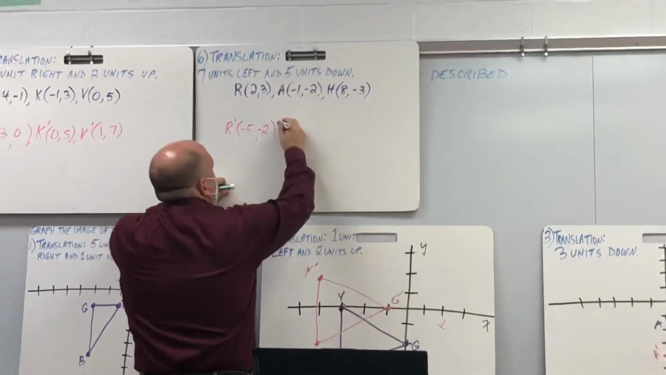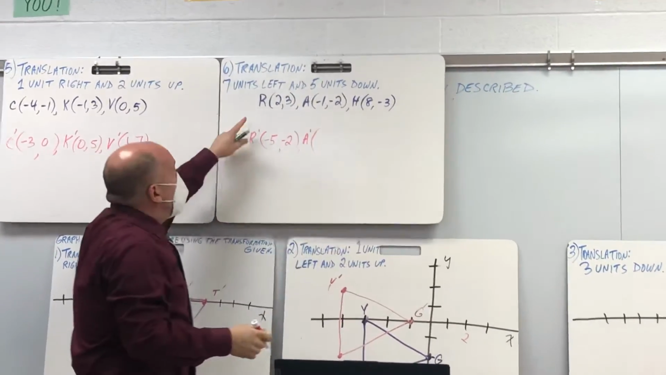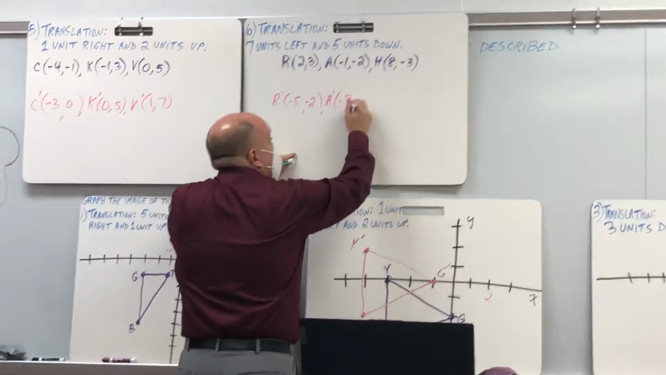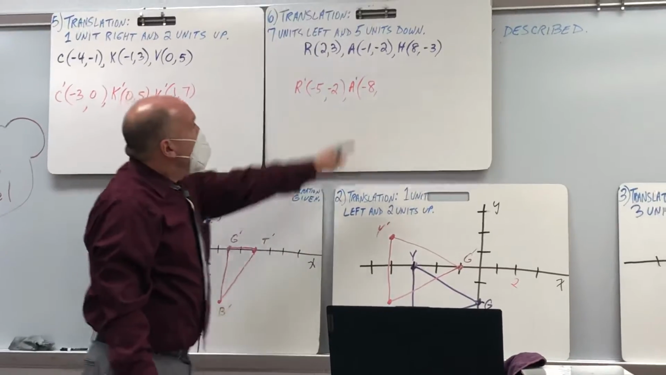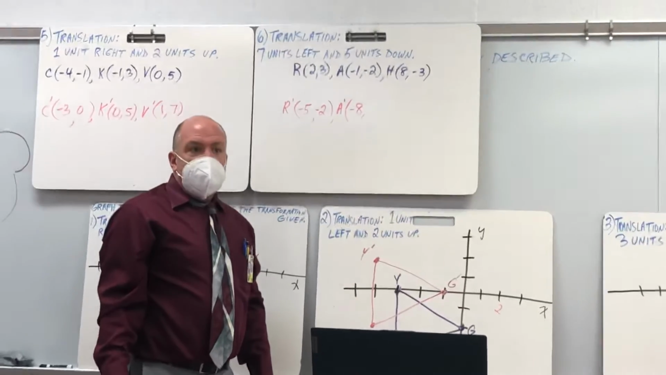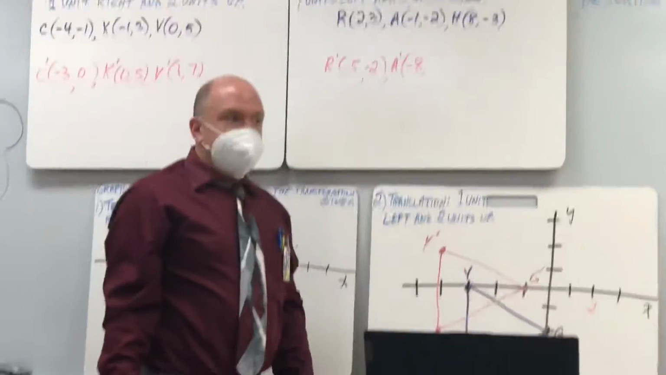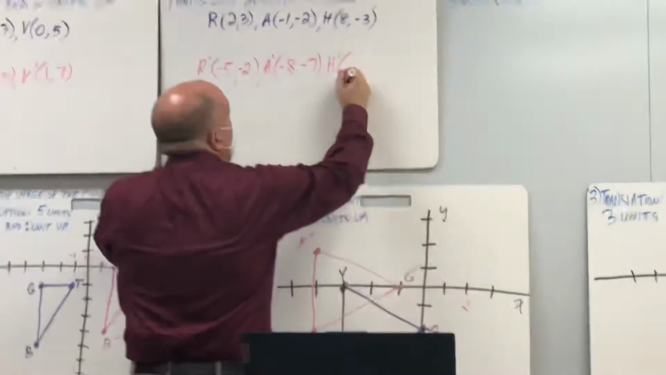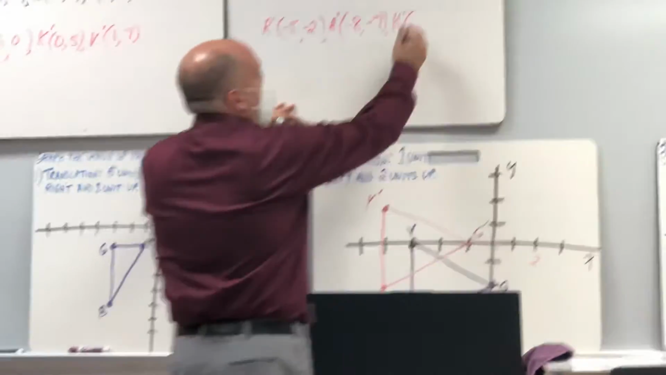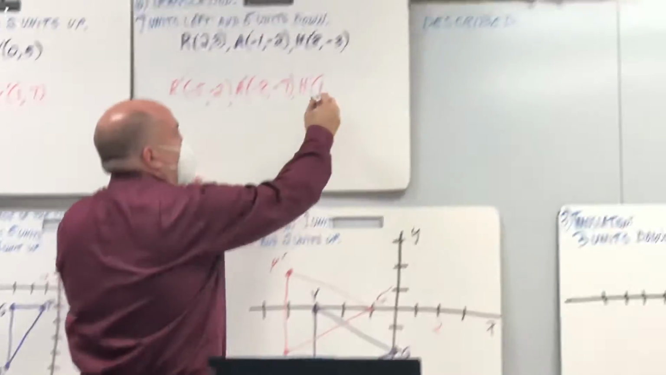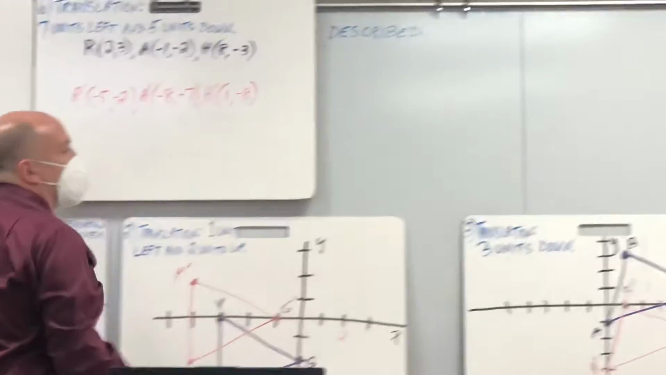Okay? A prime. -1 to the left 7. Won't that take me to -8? Right? -2, 5 units down, will take me to negative what? Yes, -7. H prime, 7 units left. 8 minus 7 is 1. -3 minus 5 is -8. Very good. Okay.